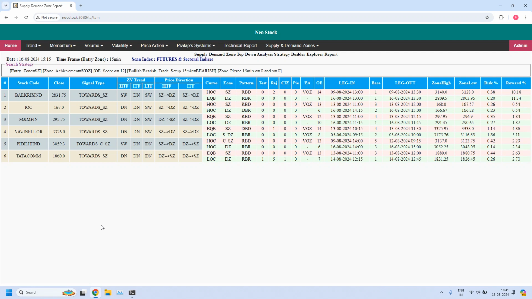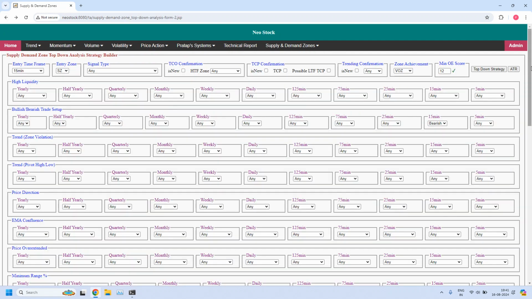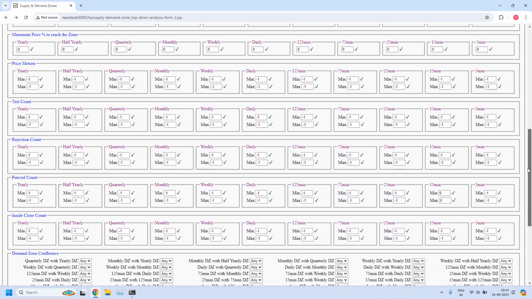Now out of these 6, how many are having confluence with ITF supply zone? So 15 minutes supply zone confluence with 75 minutes supply zone confluence. So let's look into the supply zone confluence.